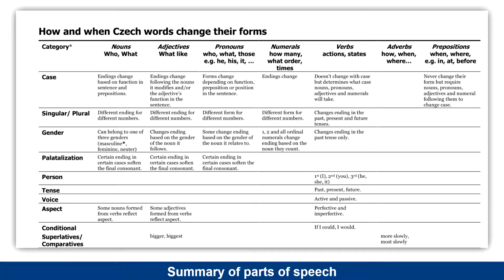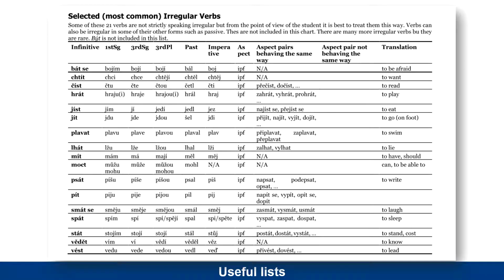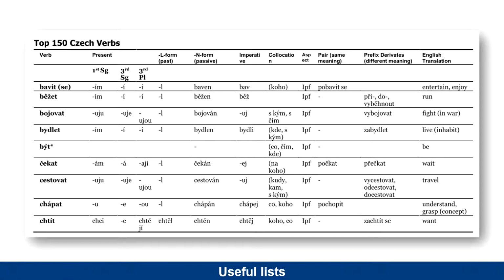And at the end, we give you a summary of all the parts of speech and how they change and why they change, but also other useful lists such as all the irregular verbs and the top 150 Czech verbs in all of their forms.